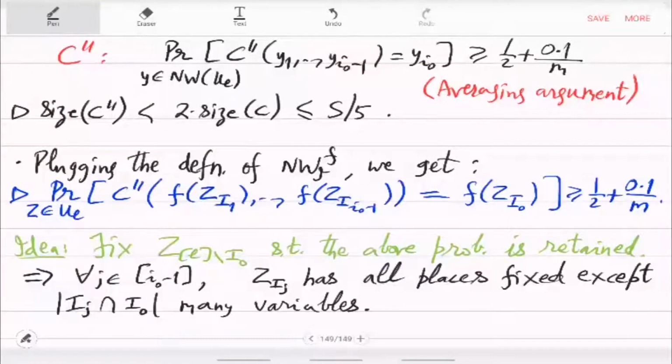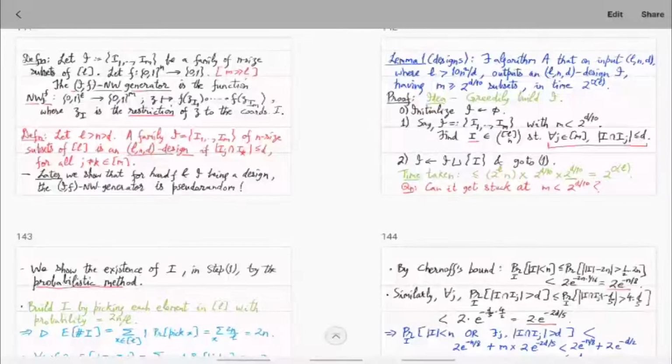And what can you say about Ij intersection I0? So, Ij intersection I0, we have to go back to the design, right. We had a design that we were using in the NW definition. So, in the design we said that intersections are smaller than D or at most D. So, that is what happens here.